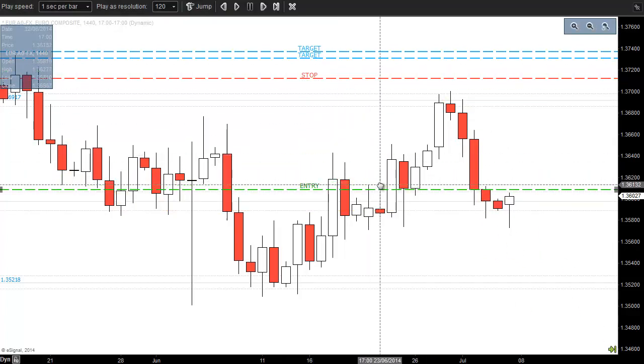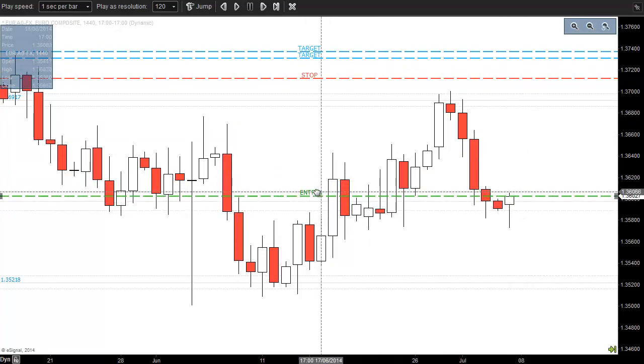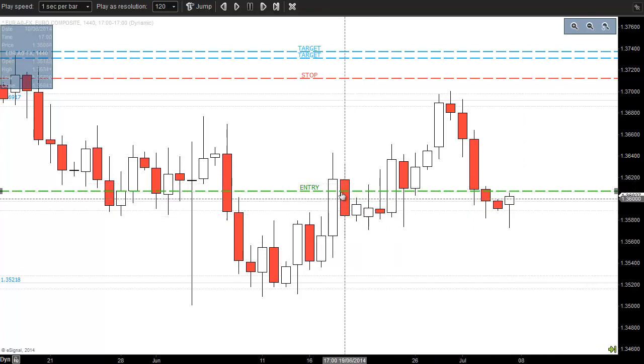But anyway, so entry for this trade. When I saw this indecision candle form, that's when you start thinking about what your entries are, what your stop loss is going to be, what your first targets are going to be.